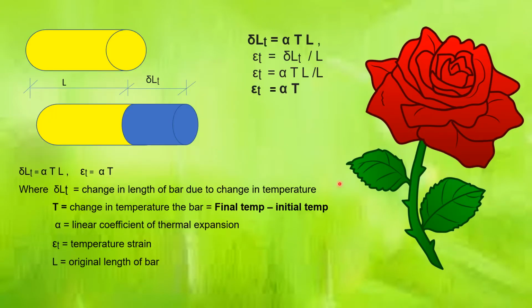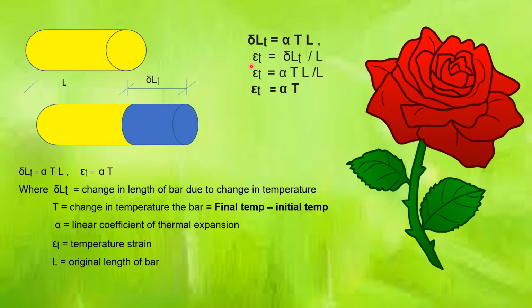So now we have seen that if this is the original length of a rod and it is heated and allowed to expand freely, then the change in length, this blue color, is delta LT, the change in length due to temperature. So this delta LT is equal to alpha into T into L.